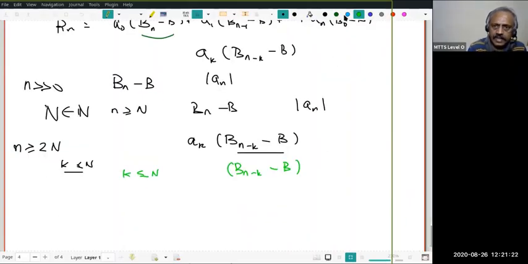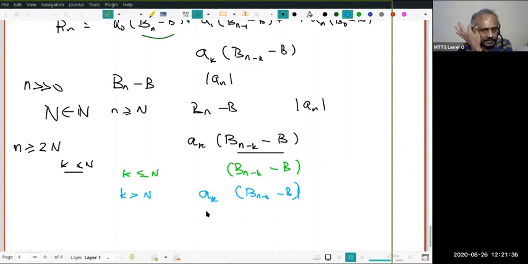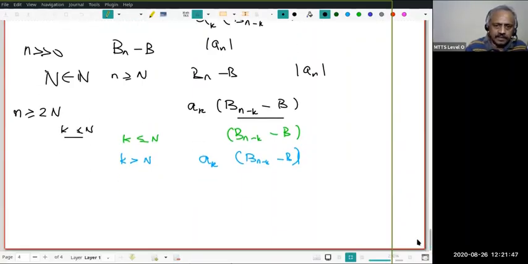But on the other hand, if k is greater than n, then I know how to estimate this term ak, and this will be something times b of n minus k minus b. But this may not be easy, but I know how to estimate this. Is that understood? Right. Now let's keep that in mind and see what we can do.